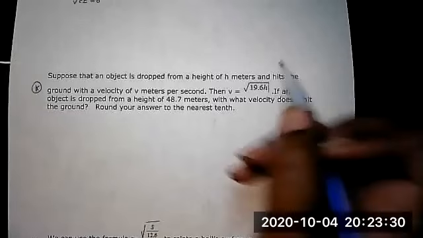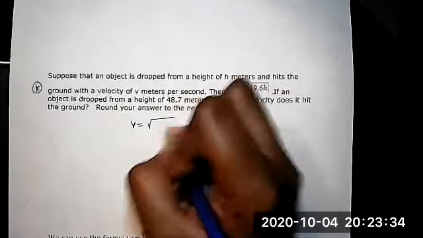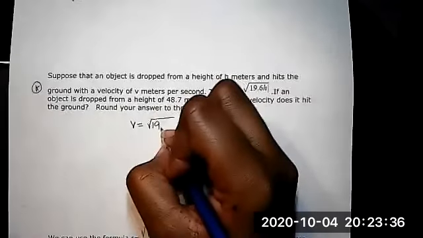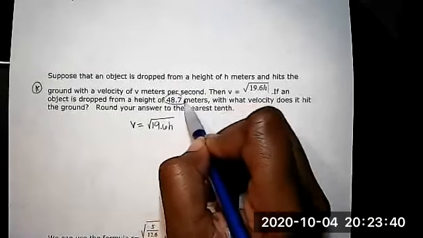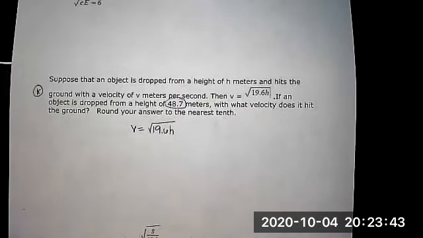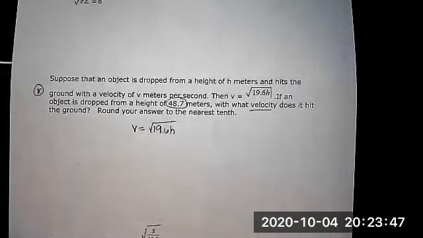If an object is dropped from the height of 48.7 meters, with what velocity does it hit the ground? Round your answers to the nearest tenth. So they give you v equals the square root of 19.6h. And they also said this is the height that they want to know, okay? So they know h, you do not know what the velocity is.